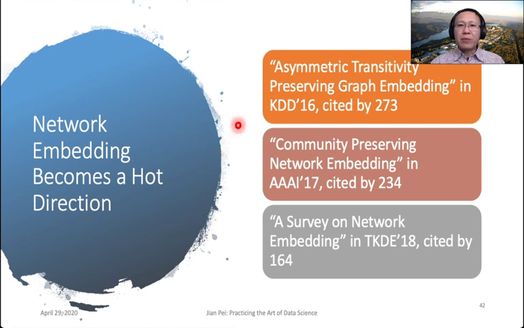Our paper was published not too many years ago, and network embedding has become a very hot direction now. As you can see, the number of citations to our papers, including both the specific network embedding methods and also our survey on network embedding, are very, very high. Those numbers were the numbers from last November. I'm sure the number nowadays will be much higher than these.